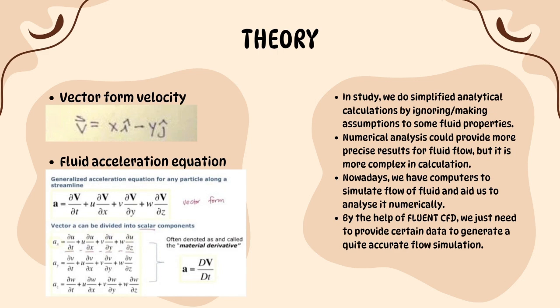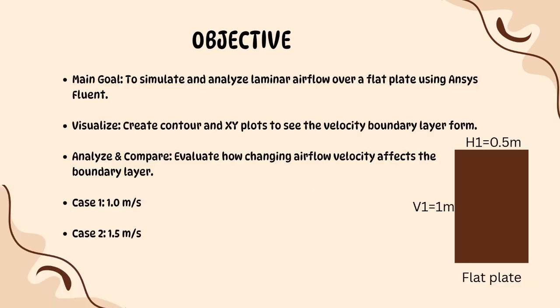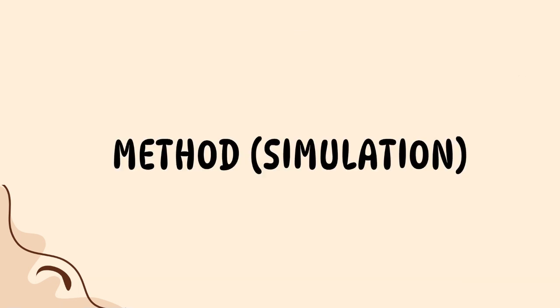With the help of Fluent CFD, we just need to provide certain data to generate a quite accurate flow simulation. The main objective of this assignment is to simulate and analyze a laminar airflow over a flat plate using Fluent. Create contour and XY plots to see the velocity boundary layer form. Evaluate how changing airflow velocity affects the boundary layer. We have two cases, which are 1 meter per second and 1.5 meters per second. Here comes the method of the simulation.